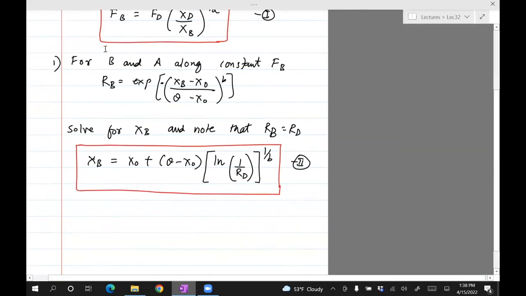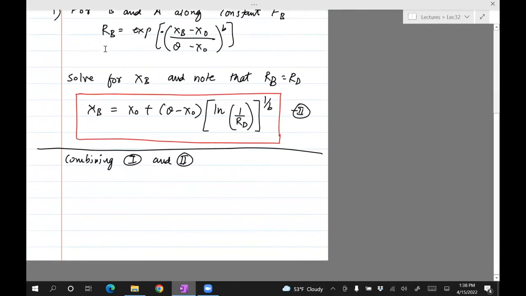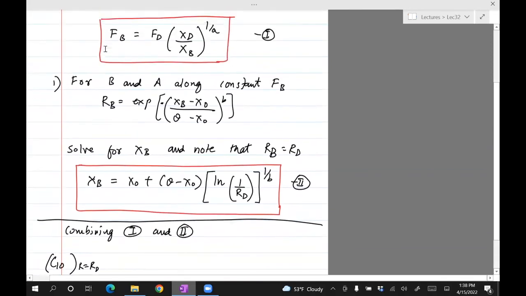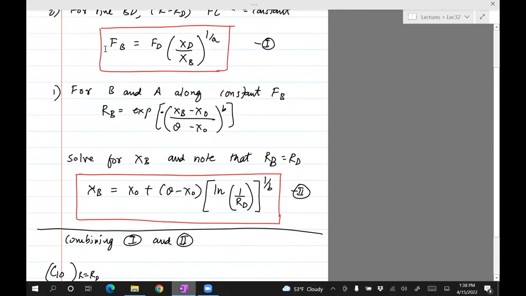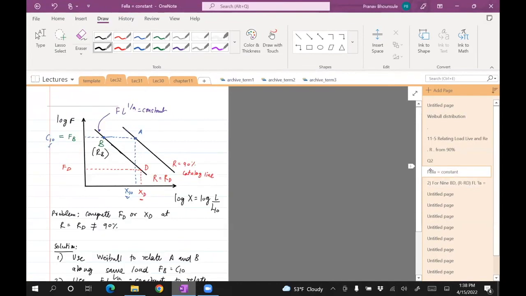Now, if you want, you can also combine both of these equations, combining 1 and 2. So this is just doing it in one step. We can write the C10 life at a different reliability, R equals RD. Okay, what is that? It's basically the reliability at, in this case, F, it's at FB.